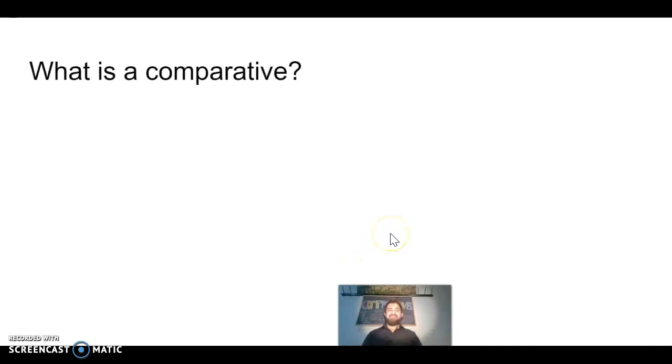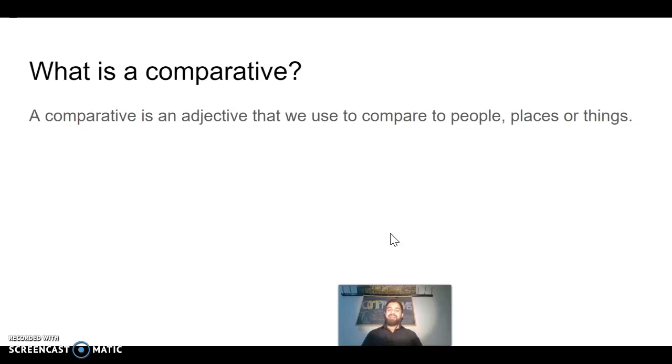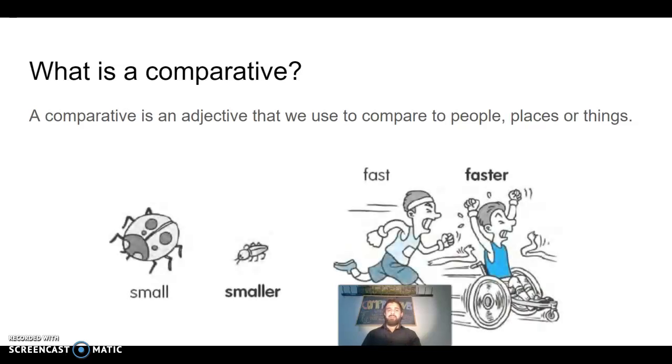What is a comparative? A comparative is an adjective that we use to compare people, places, or things. So here is an adjective, small. Small is an adjective. And now we're going to compare this insect to another thing. And we're going to say that this insect is smaller than that insect. Smaller is the comparative adjective.